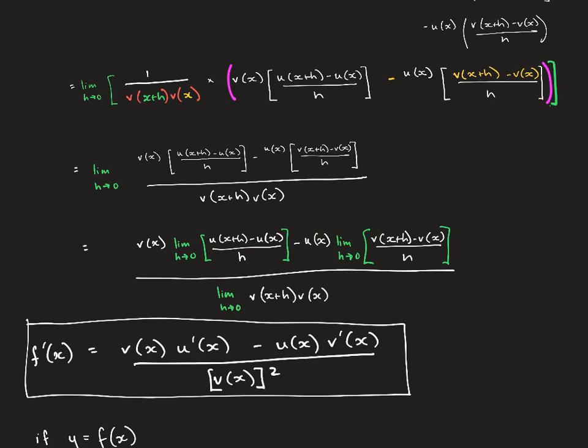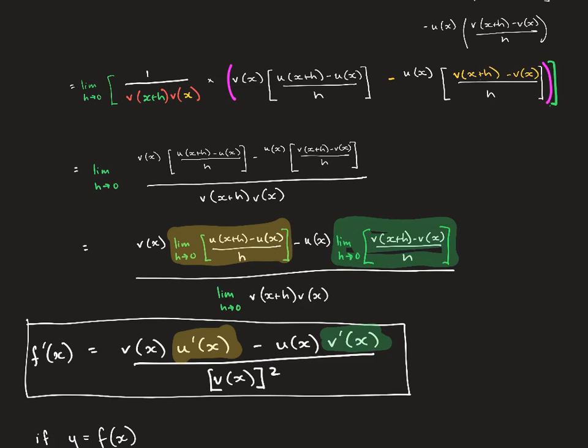So this bit here actually gives me the derivative of u. So I'm going to continue applying this limit here. So I've got minus u of x. Now the limit of u of x as h approaches 0 is u of x. And then I apply the limit to this thing here, which gives me the limit of v of x plus h minus v of x over h, which is in fact the derivative of v of x. So this bit here becomes the derivative of v of x.